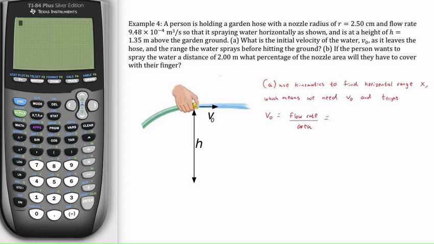Okay, so our flow rate, 9.48 times 10 to the negative 4 cubic meters per second, is going to be divided by our cross-sectional area, which is pi r squared, so pi times 0.025 meters squared. Okay? So seeing what that gives us numerically. All right, gives us 0.483 meters per second, our initial velocity in the x direction. All right, so now onward to kinematics.